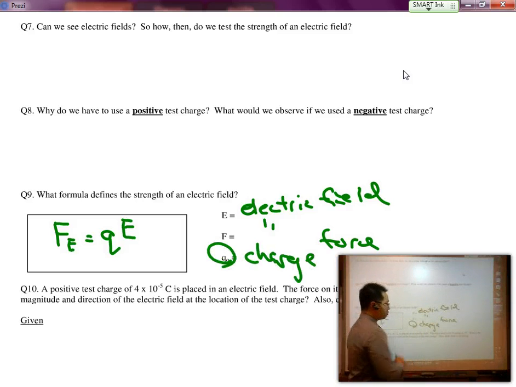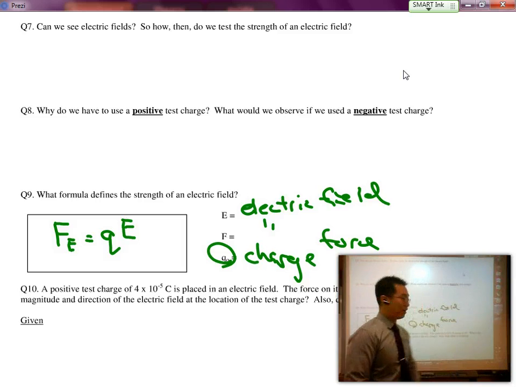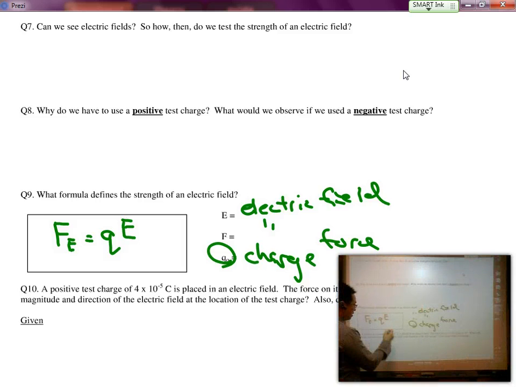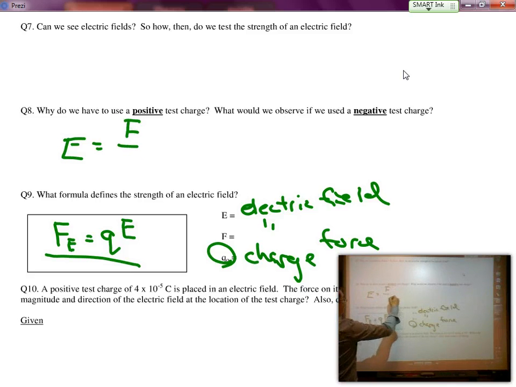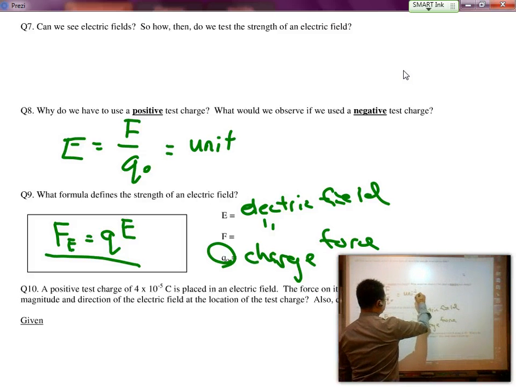Okay, and Q naught just means that it's a tiny, tiny, tiny test charge. Just like I exist as a tiny, tiny, tiny mass in comparison to the Earth itself. Okay, and because this is the formula for electric field, if you think about E equals F over Q, that means our unit for electric field is simply going to be newtons per coulomb.